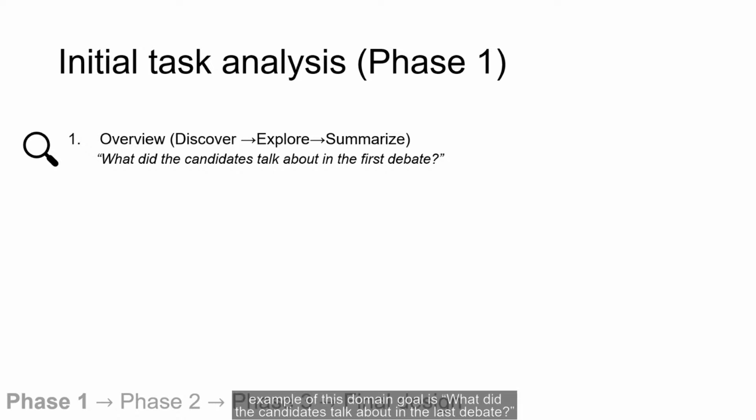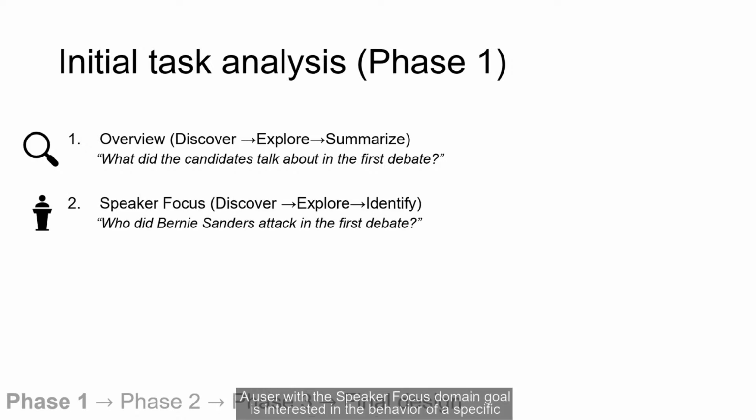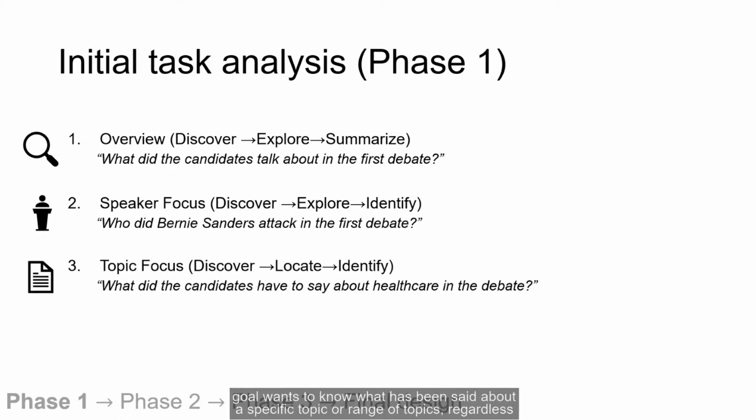A concrete example of this domain goal is, what did the candidates talk about in the last debate? A user with the speaker-focused domain goal is interested in the behavior of a specific candidate or range of candidates. For example, who did Bernie Sanders attack in the first debate? And finally, a user with the topic-focused domain goal wants to know what has been said about a specific topic or range of topics, regardless of speaker. For example, what did the candidates have to say about healthcare in the debate?